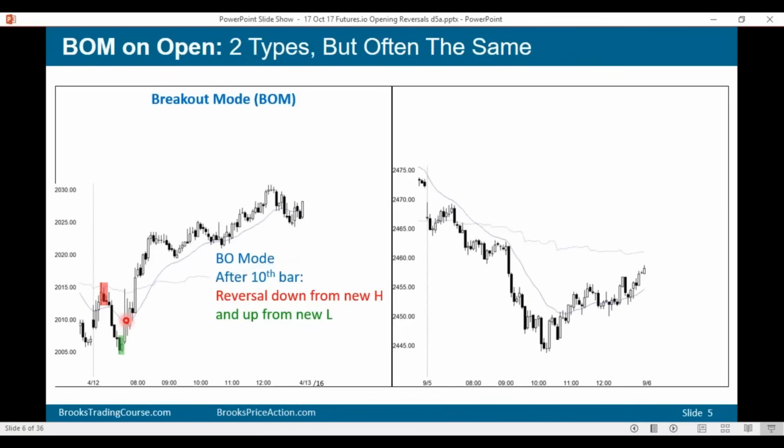If it reverses up after reversing down, it can happen either way. It could reverse up and then down. The market's in breakout mode, and traders will look for some kind of a swing up if it breaks above the top of that range, or if it reverses up here and then breaks below, they'll look for a swing down.